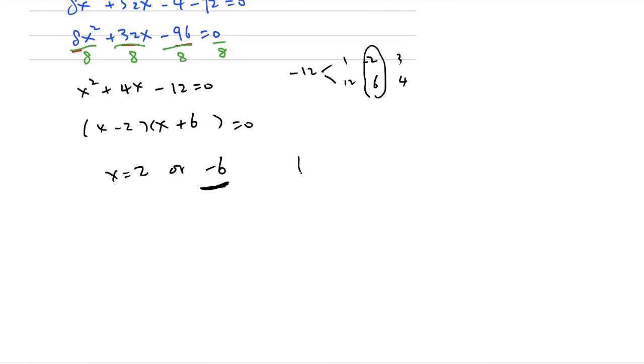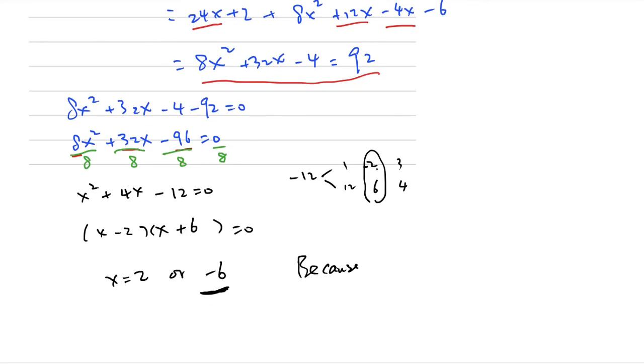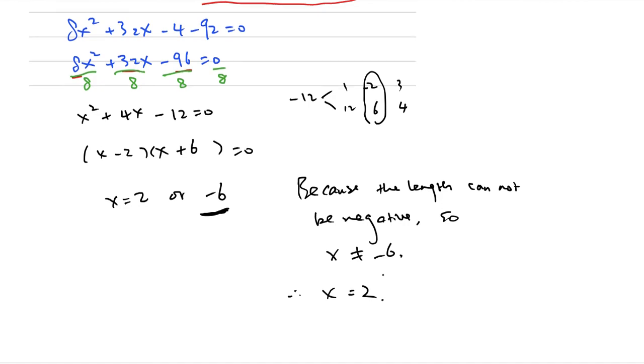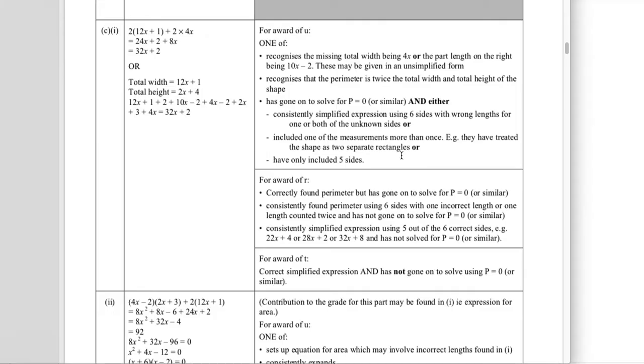And so now, because the length cannot be negative, x cannot be equal to negative 6. Therefore, x can only be equal to 2. Yeah, that's the solution. That's also an excellent question.